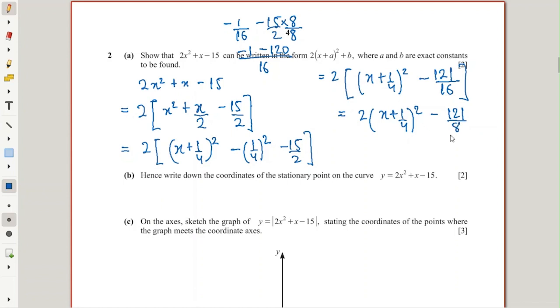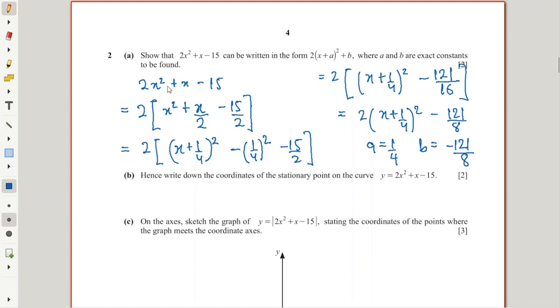So I have to express my answer in the vertex form. This is the vertex form. You can see where they say that a and b are exact constants to be found. So I'm supposed to find the values of a and b. So a here is the same as what? This one, 1 over 4, and b is negative 1 and 1 over 8.